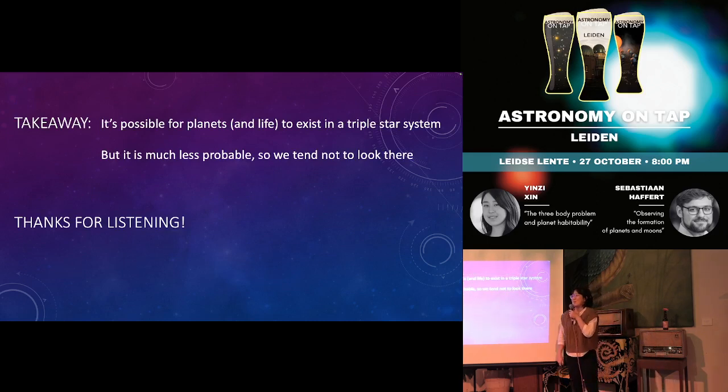So the takeaway from this talk is that, yes, it's probably possible for planets and life to exist in a triple system. There's nothing that makes it impossible, but because it requires very specific conditions, and it's just generally a lot less probable, we tend not to live there. So yeah, thank you for listening. I hope that's somewhat interesting to all of you.